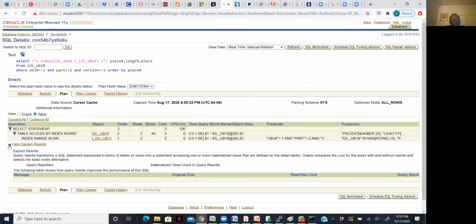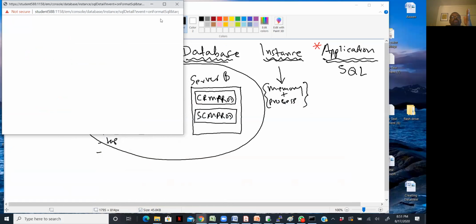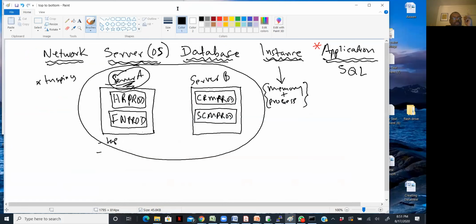All right, so that's what the database is about, looking at SQLs. When you hear application tuning, know that you're tuning SQLs. SQL tuning advisor, SQL access advisor. So the homework I'm going to give you is to use all of those words that I gave you and match them up. Where do they belong in our top-to-bottom tuning approach? Which one belongs to the network? Which one belongs to the server? Which one belongs to the database? Which ones are more instance inclined? Which ones are more SQL?